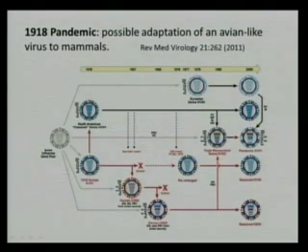And this illustration here was the 1918 pandemic, which was so severe, and it was felt to mainly come from an avian gene pool, birds that adapted to humans, and it caused that pandemic.